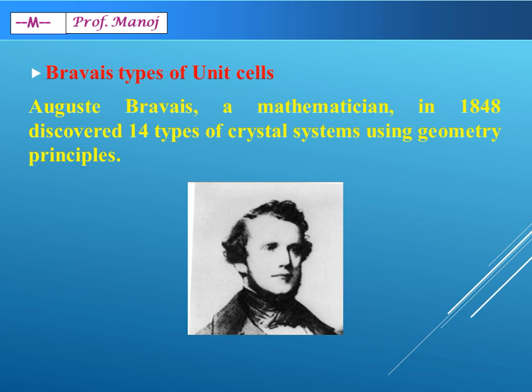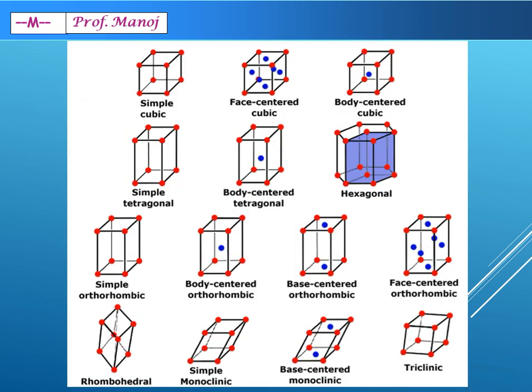These seven systems were further classified and are called Bravais types of unit cells. Auguste Bravais was a mathematician, and in 1848 he classified the crystal systems into 14 different types using geometrical calculations. Today they are known as the 14 Bravais lattices, and no 15th lattice has been discovered in so many years. Let us see now, one by one, these 14 types. This is a summary diagram of all the 14 types, which we should know by heart.